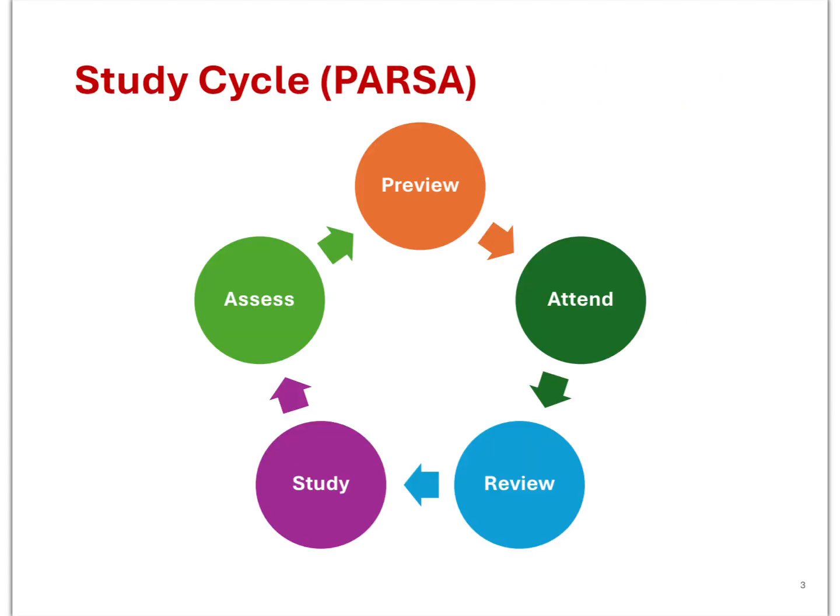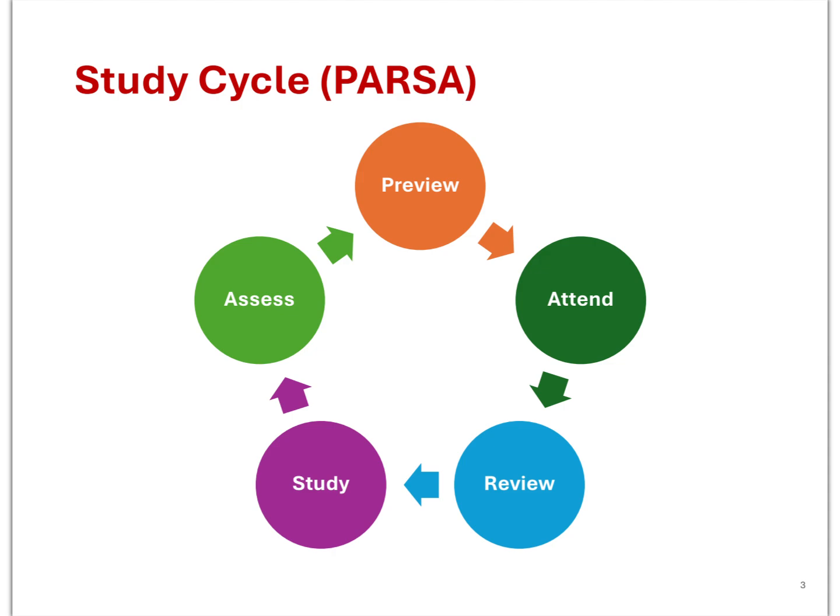Now we are going to talk about how to study for chemistry. There is a study cycle that you should follow. This study cycle is not only applied to chemistry, but also to any challenging subject that you may learn in the future. And all of it starts from the preview.